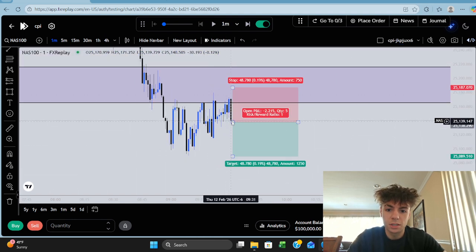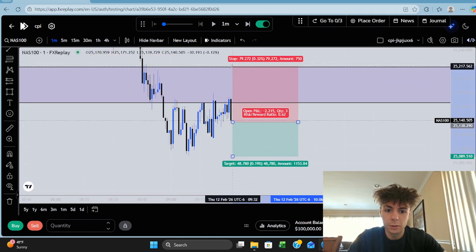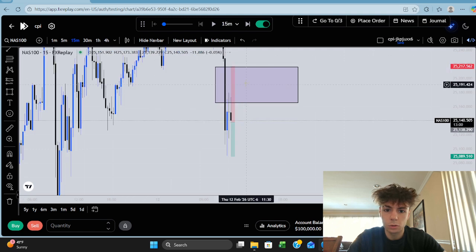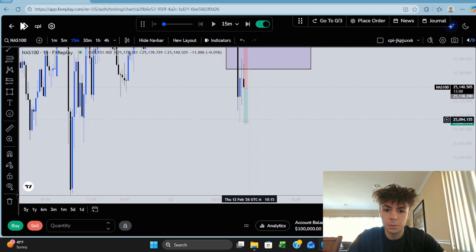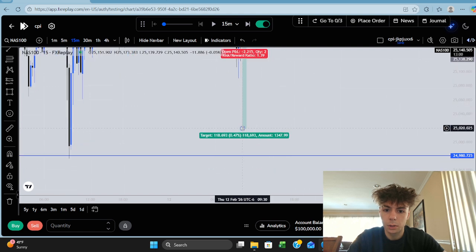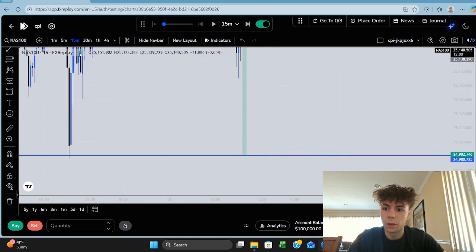We had a 1-minute change in state. We had a 30-second inverse. Stops at the 15-minute fair value gap. So right where the fair value gap was at the top were my stops. And then TP at these lows for around a 1 to 1.8.